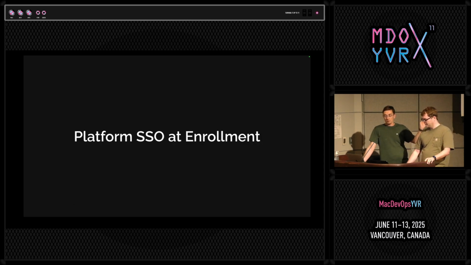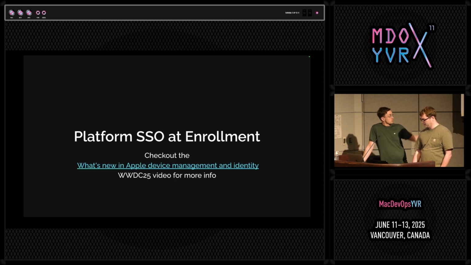And just as a call out for WWDC this year, Platform SSO at enrollment was announced. We can now have the user authenticate with IDP credentials in our company's SSO login pages and do that enrollment and create the local user account. There is a great video with lots of information there.